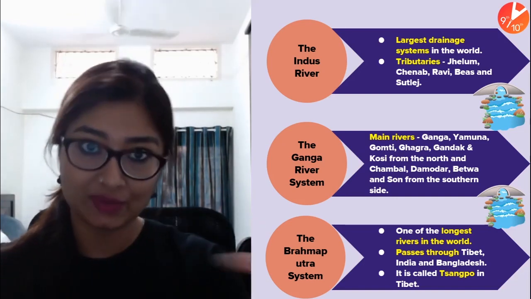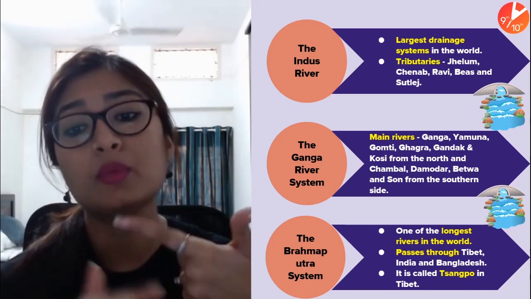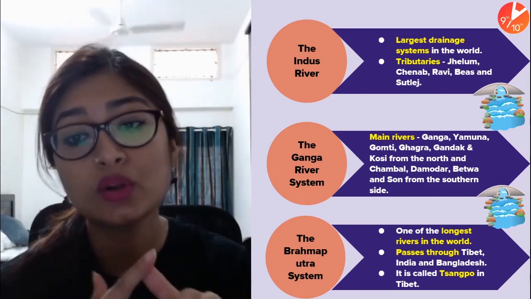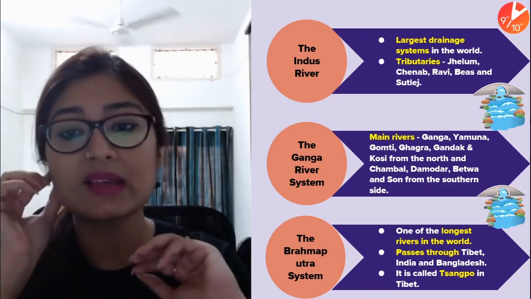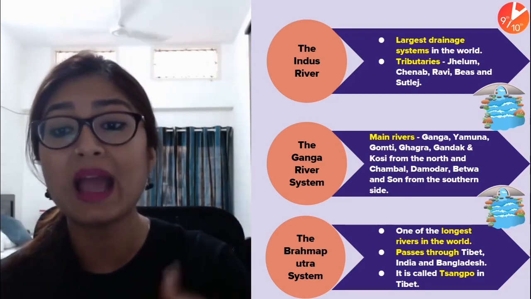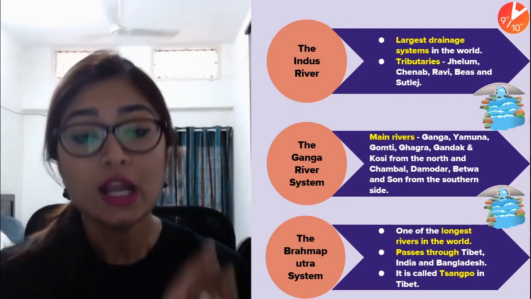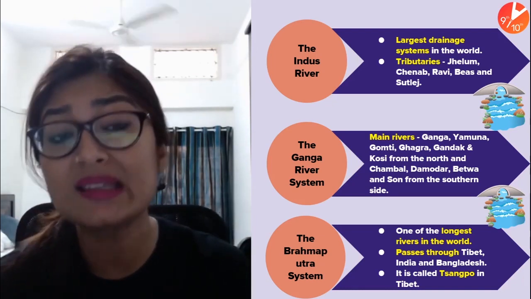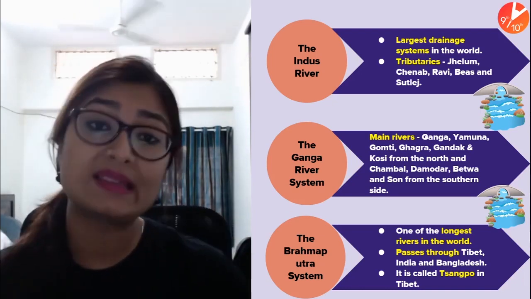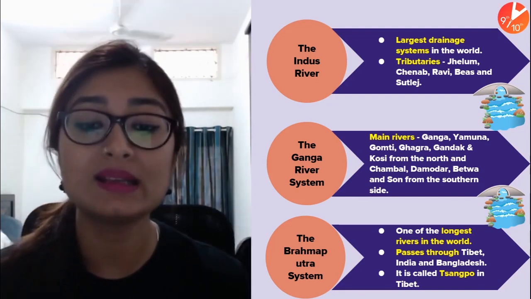A few of the main rivers of the entire system are Ganga, Yamuna, Gomti, Ghagra, Gandak and Kosi from the north, and then a little towards the south we have Chambal, Damodar, Betwa and Son from the southern side. You can imagine how many rivers are coming together and forming this entire Ganga river system. Then the third one is the Brahmaputra system.